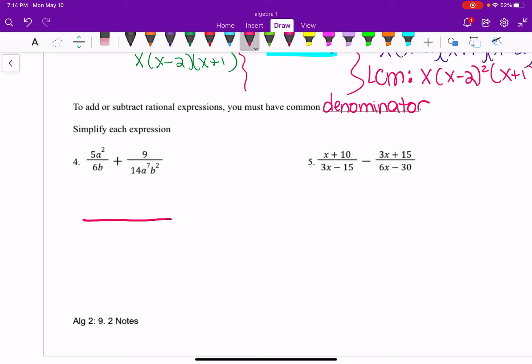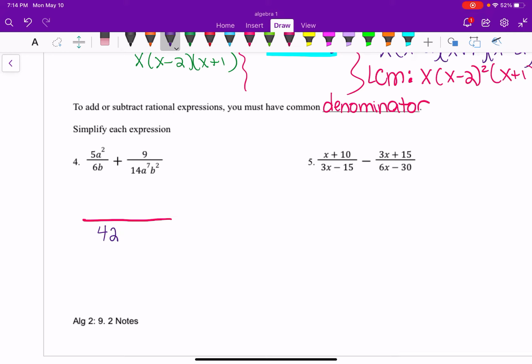Well, 6, 14 doesn't go into it. 12, 36. I'm going to keep going. It really is 42. It's 6 times 14, which is 42. Nope, that's not right. Actually, I'm going to keep going until I get 42. 14 times 3 is 42. So I figured out 42 is my common number down here.